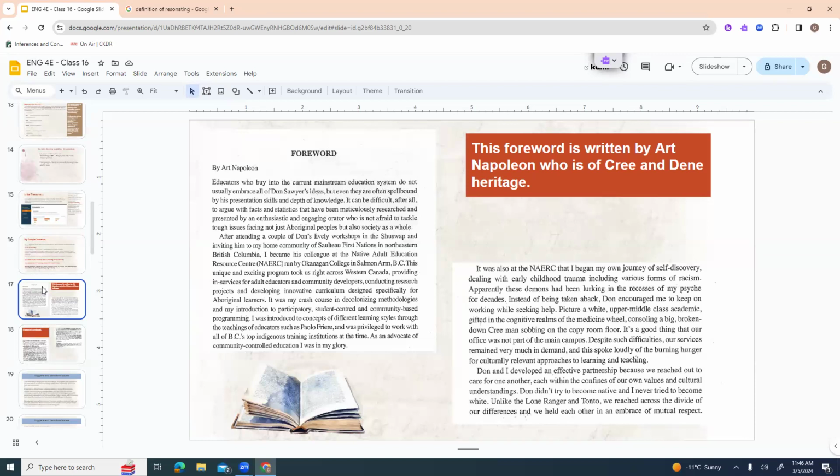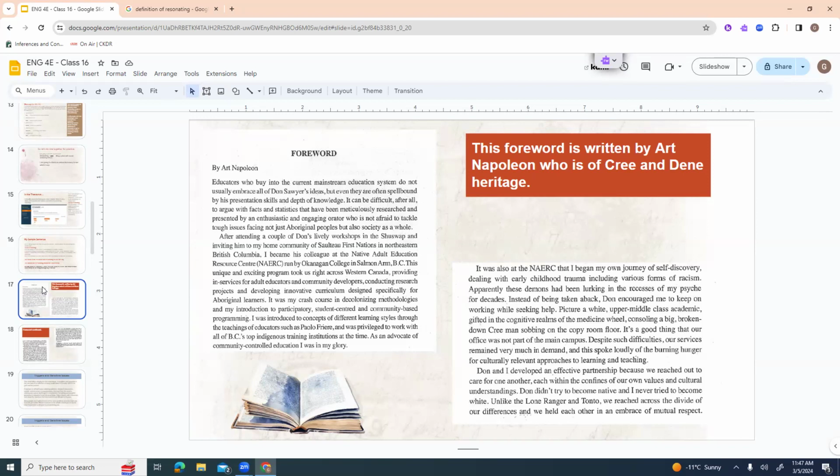I was introduced to concepts of different learning styles through the teachings of educators such as Paolo Freire, and was privileged to work with all of BC's top Indigenous training institutions at the time. As an advocate of community-controlled education, I was in my glory. It was also at the NAERC that I began my own journey of self-discovery, dealing with early childhood trauma, including various forms of racism. Apparently, these demons had been lurking in the recesses of my psyche for decades. Instead of being taken aback, Dawn encouraged me to keep on working while seeking help.